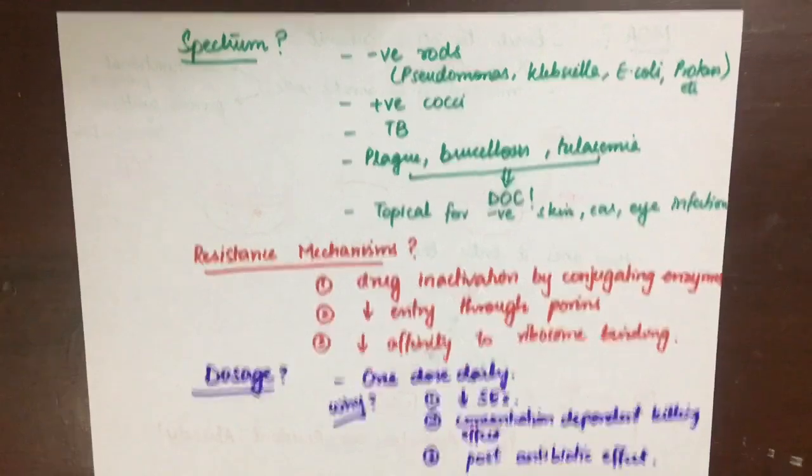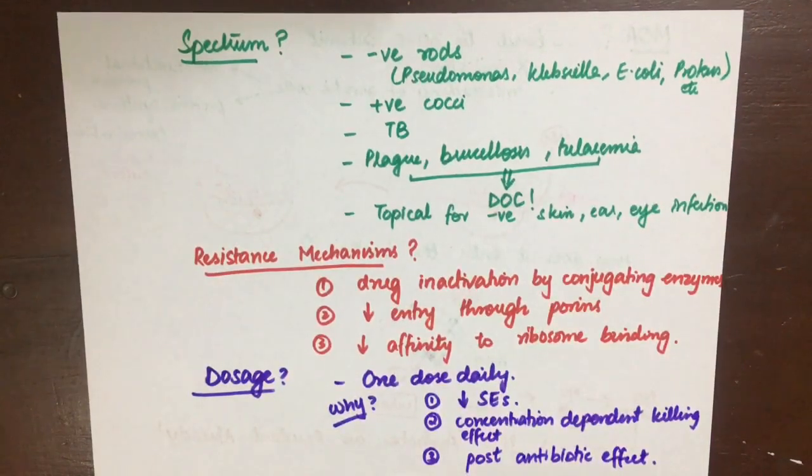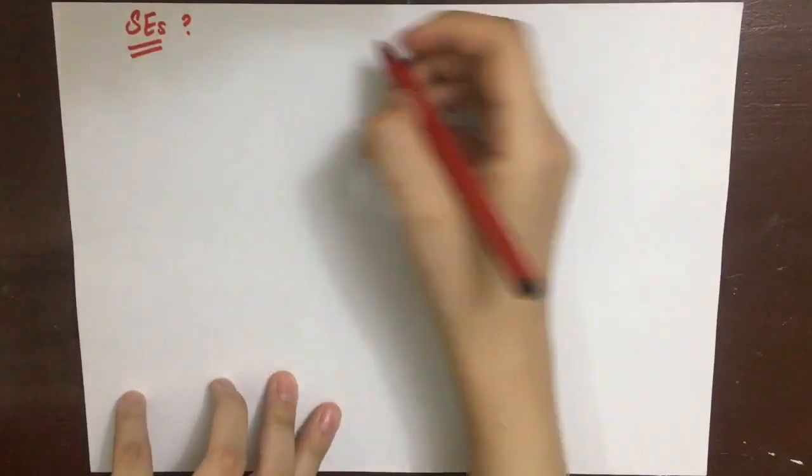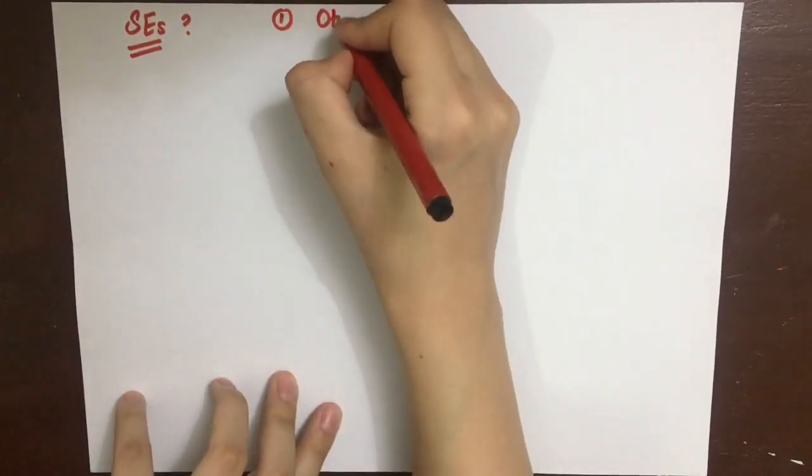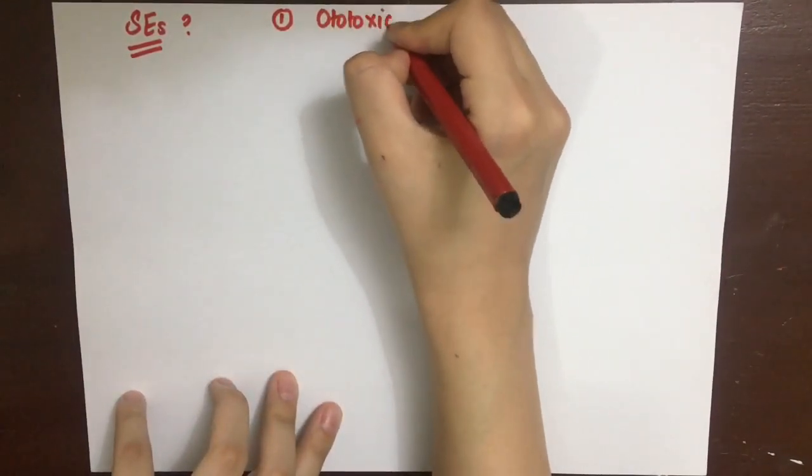This will also decrease the side effects because there will not be a constant therapeutic level of the drug for a long time. They also have a post antibiotic effect. That means that their effect is even there with blood levels that are less than the minimum inhibitory concentration. That is the concentration that needs to be there to inhibit or kill a bacteria.